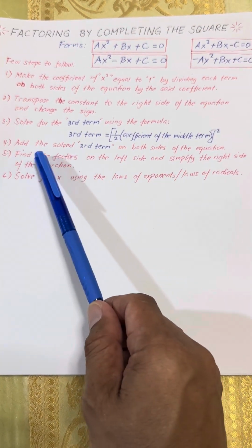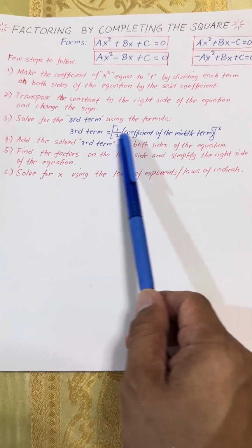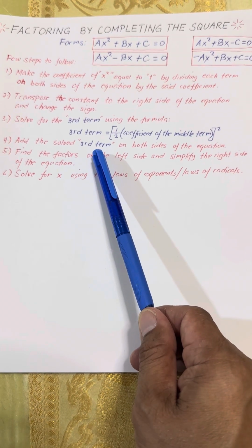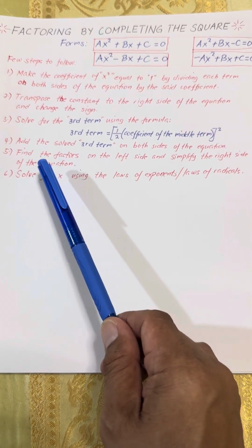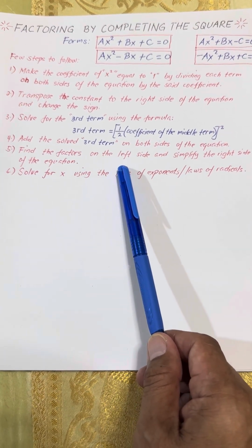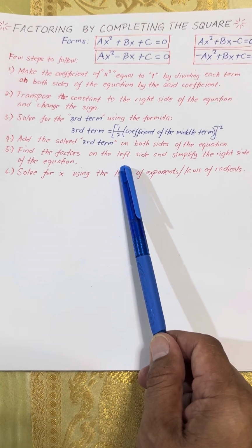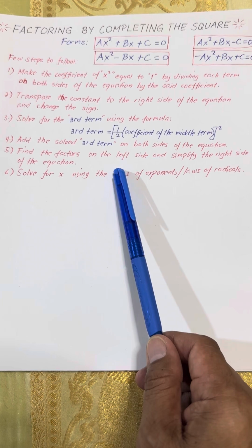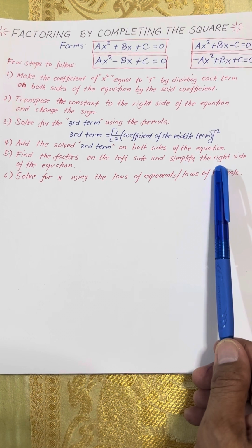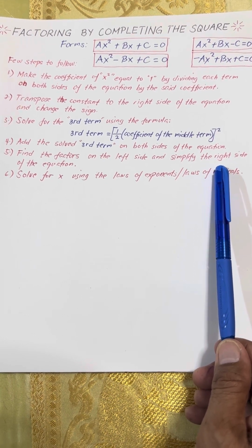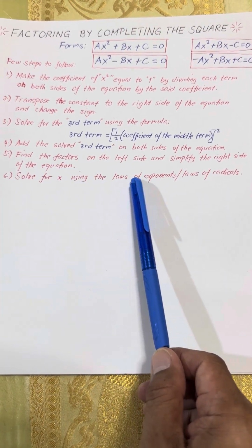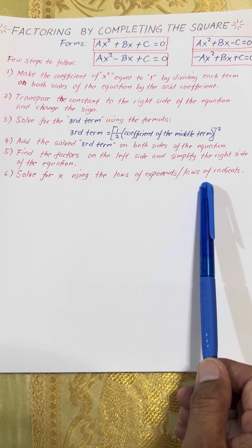Then after that, you have to add whatever result that you get in the third step on both sides of the equation. And then, the next step, find the factors on the left side using the perfect square trinomial, the rule that we learned from the topic of factoring. Then next, we have to simplify the right side. Now you have to apply the rules in combining terms or combining numbers. And then the last one is solve for x using the laws of exponents and/or the laws of radicals.